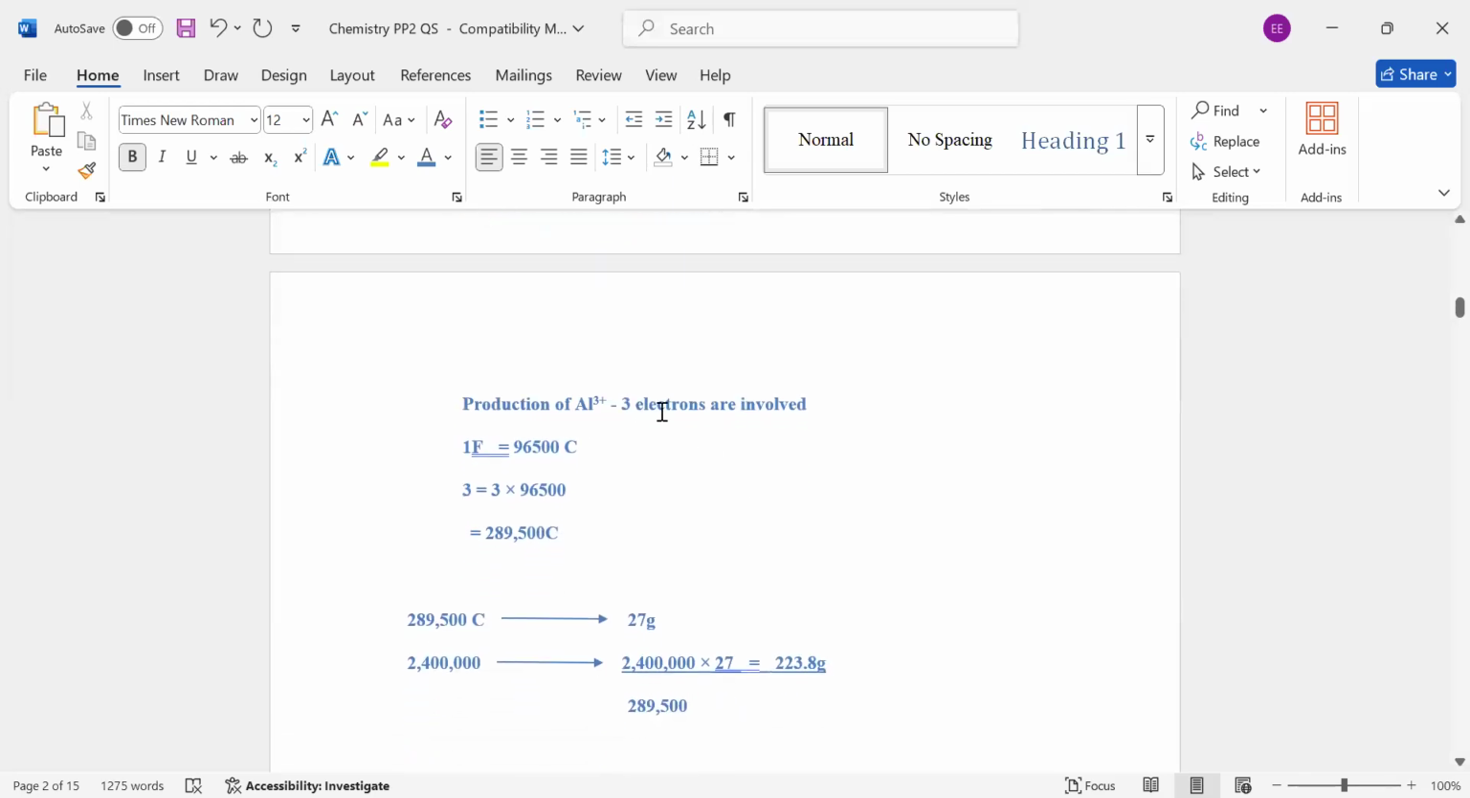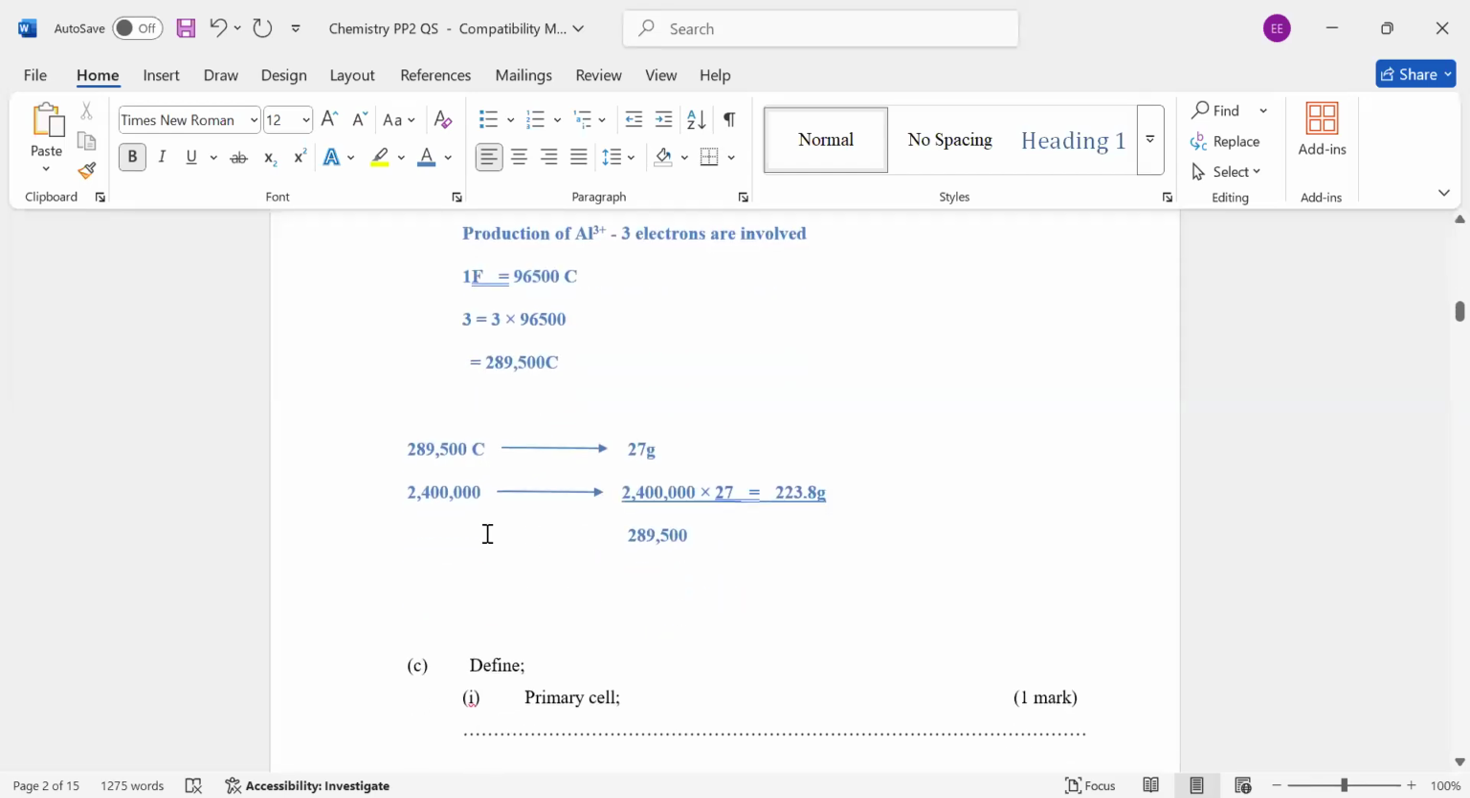Production of aluminium ions, there are 3 electrons that are involved. I've explained that. 1 Faraday is this. The 3 of them will give you 289,500. Thank you, gave me that answer. And then we say this 289,500 is equivalent to 27 grams. This is the RAM of aluminium given.